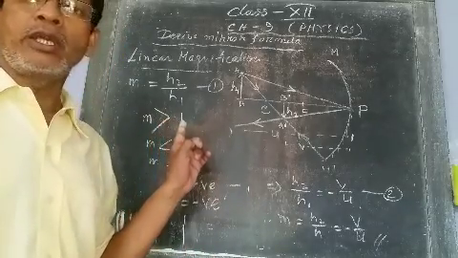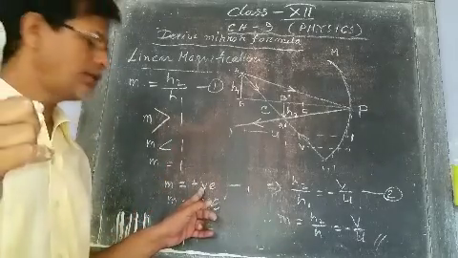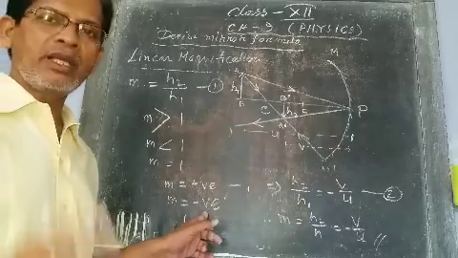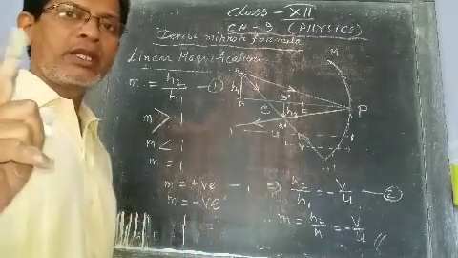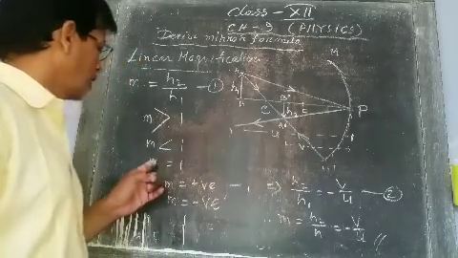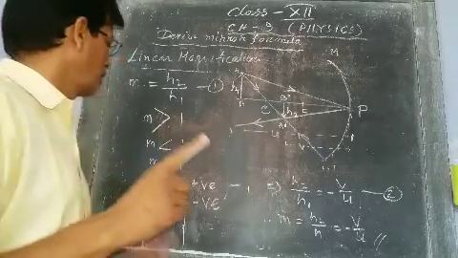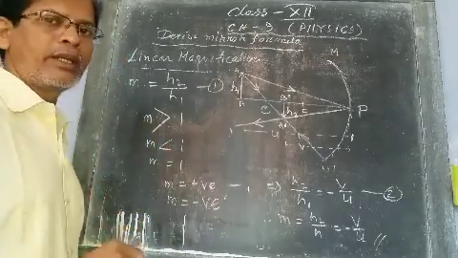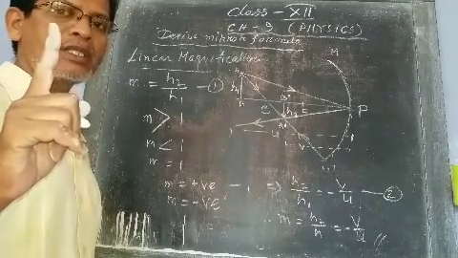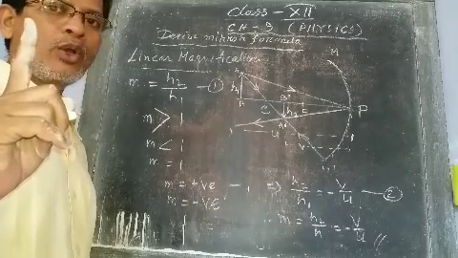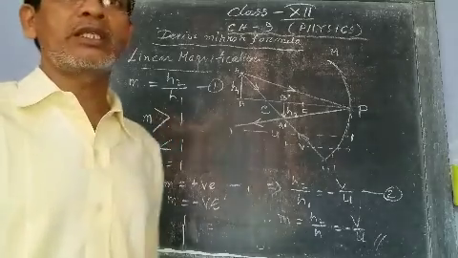If M is positive, that means image is virtual. If M is negative, that means image is real. Real image means inverted. If M equal to 1, image size equal to object size. If M less than 1, that means image size is smaller than the object size. If M greater than 1, image size is greater than the object size.